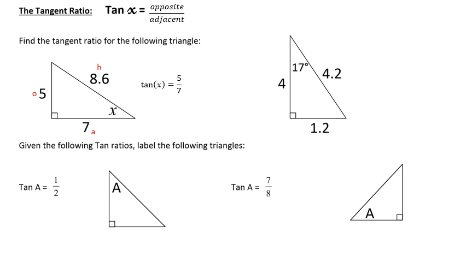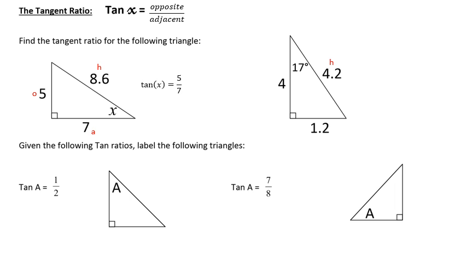Okay, so take a second and try the second problem. So label your triangle and see if you can find the tangent ratio. Okay, so let's look at our triangle. So my hypotenuse is across from the right angle, which is 4.2.